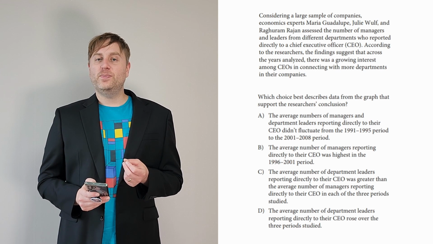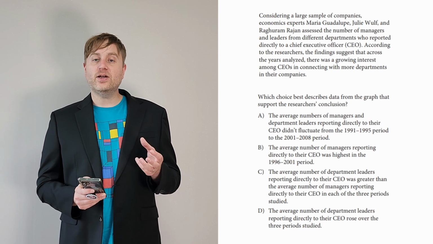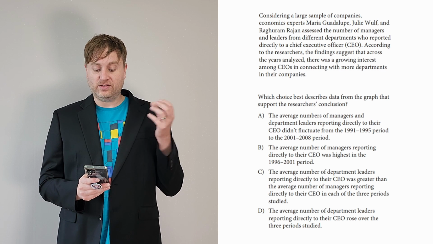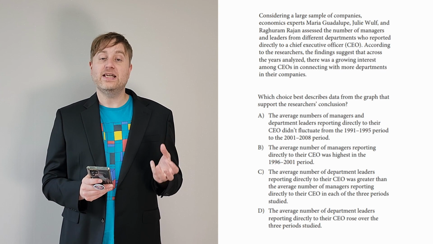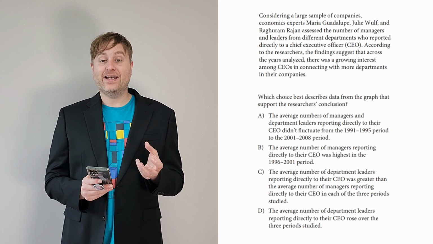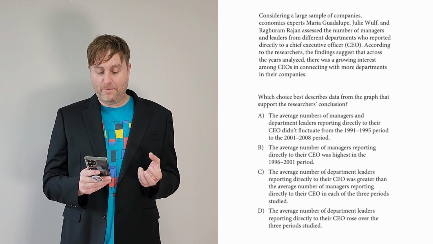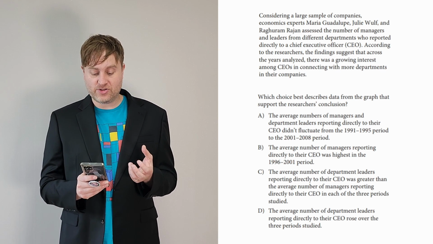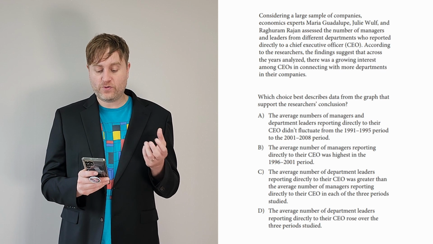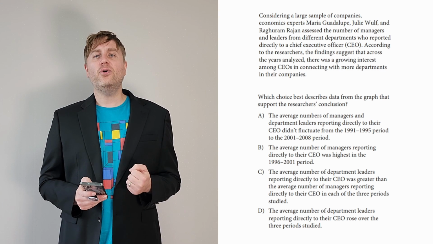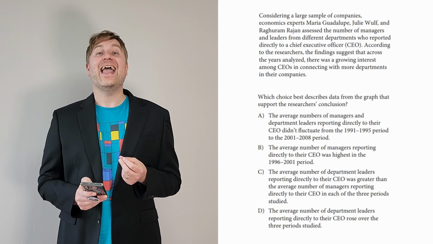Now this one is a little bit trickier to rule out, but if we look closely, we'll notice that it's simply comparing the number of department leaders reporting to their CEO to the number of managers reporting to their CEO. It doesn't tell us anything about more department leaders reporting to their CEOs over time, which is what we need to satisfy our prediction. Therefore, we can cross it off and move on to answer D.